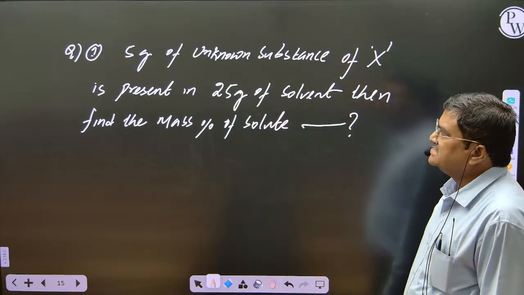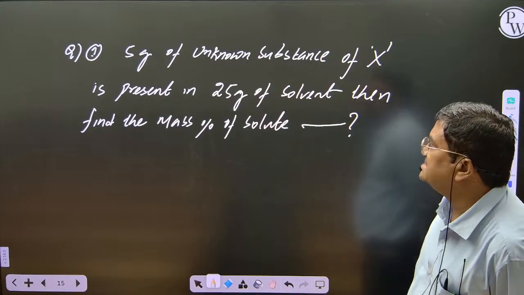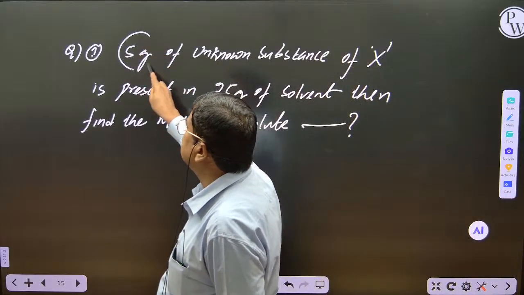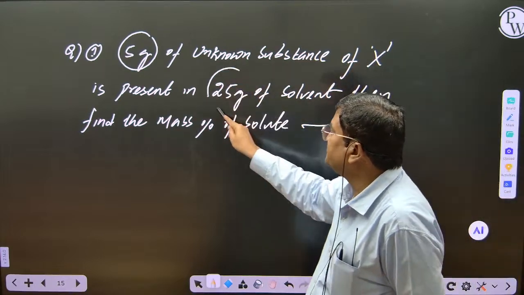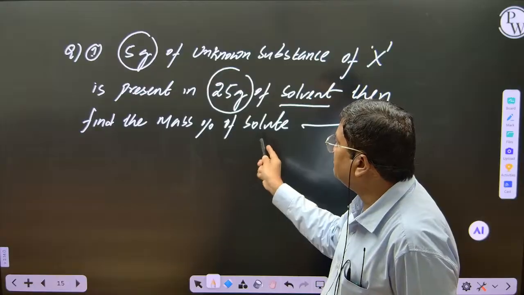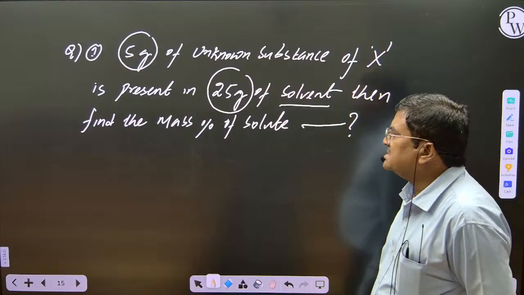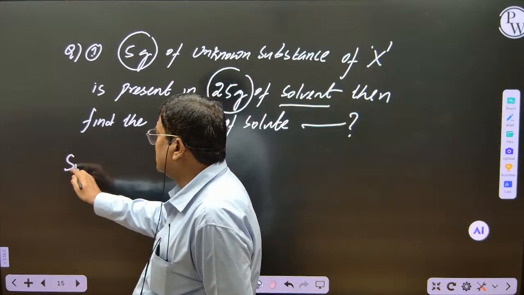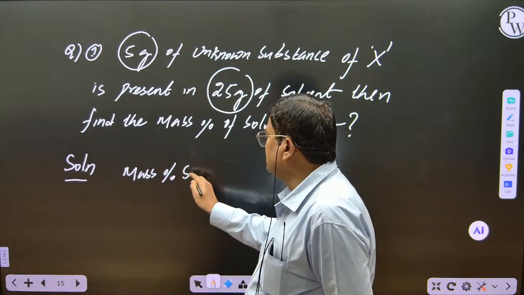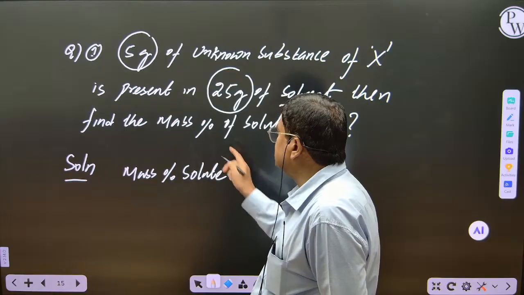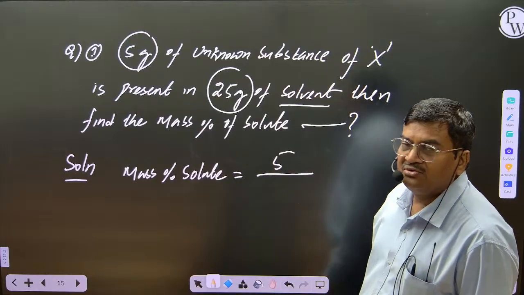Now see, this is the type of question we get in mass percentage. I took 5 grams of unknown substance; the mass of the unknown substance is given as 5 grams. It is present in how many grams of solvent? 25 grams of solvent. Then the mass percentage of solute is asked. So simple, how do you get the mass percentage of solute, students? In order to get it, what would we do? The mass of solute is given to you as 5 grams, so I have to substitute 5 as the mass of solute here. I have to take the total mass of the solution.